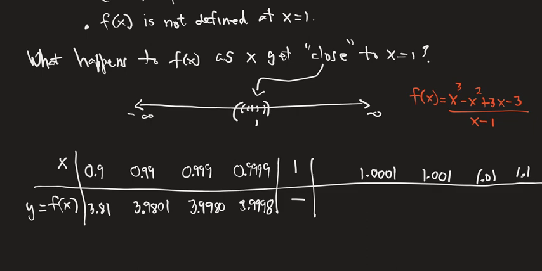What do I get when I plug 1.1 in? I get 4.21. What do I get when I plug 1.01 in? I get 4.021. What do I get if I plug 1.001 in? I will get 4.0021. I'm sorry, 4.0020, when you round it to 4 decimal places.